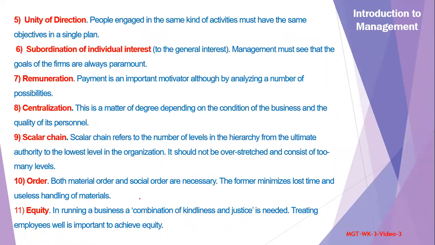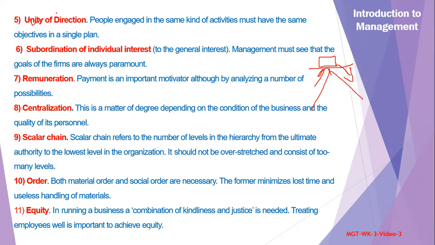Next one is unity of direction. People engaged in the same kind of activity must go for their objective in a single plan. Unity of direction links with unity of command. Unity of command is that everyone has to follow the direction of one person, right? That means everyone is following the direction of one person. This we call unity of command. And unity of direction means one person is giving direction to everyone, and everyone has to follow the direction of one person. So both are two-sided. People engaged in the same kind of activity must be given direction by a single person.